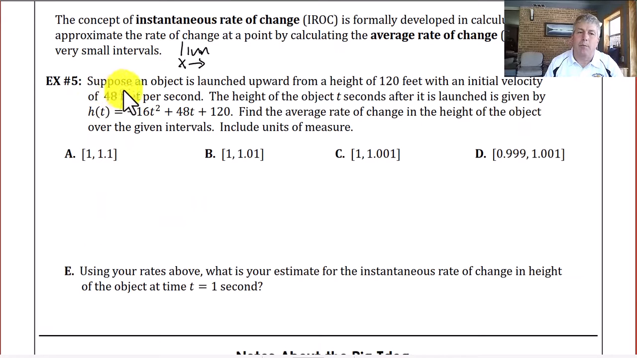So here's our sample problem. Suppose an object is launched upward from a height of 120 feet with an initial velocity of 48 feet per second. The height of the object is given by this formula. So our output is the height and our input is t, or time. This problem asks us to find the average rate of change in the height of the object over the given intervals. So these are given intervals of time. Our x values, or our t values, we'd input into our function. So you can put just 1 in for t into your calculator and figure that out.